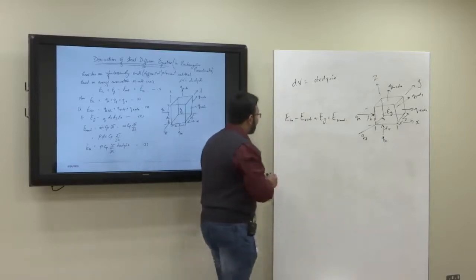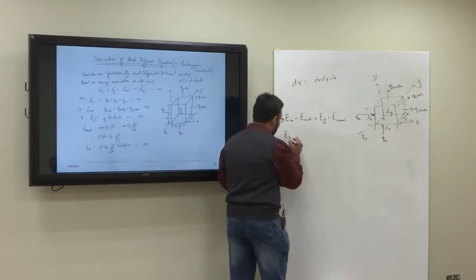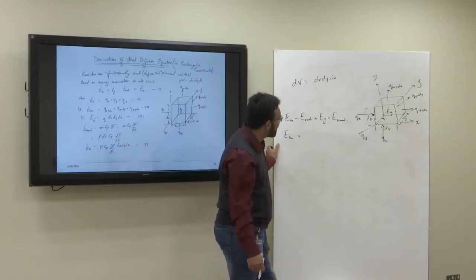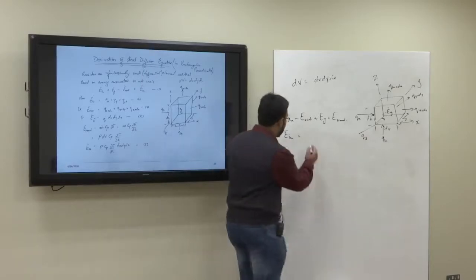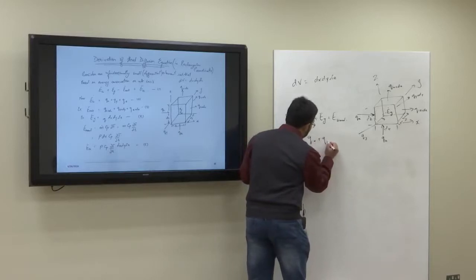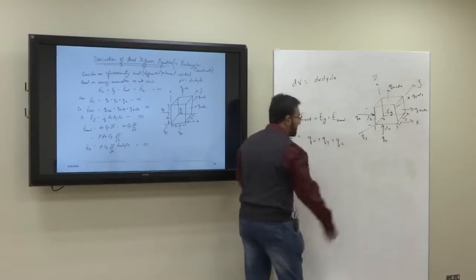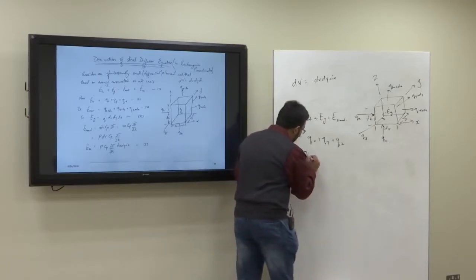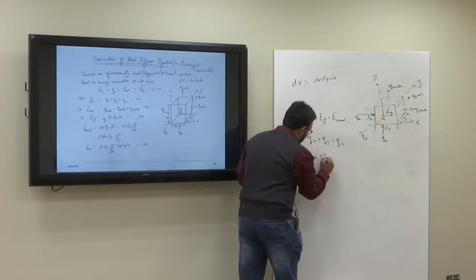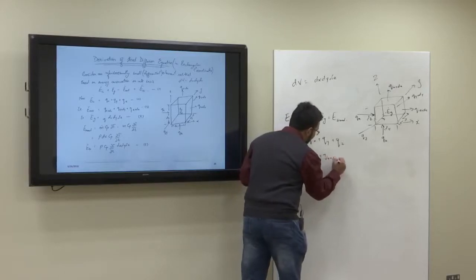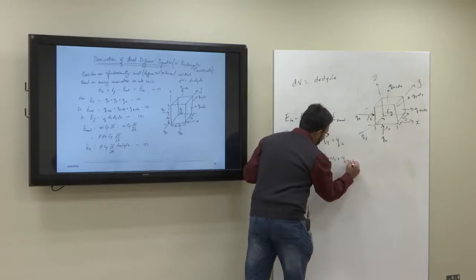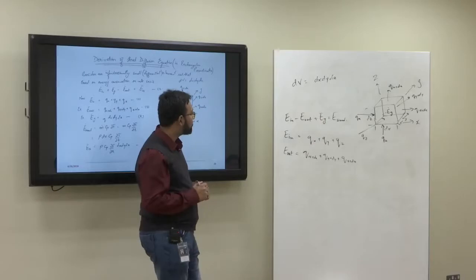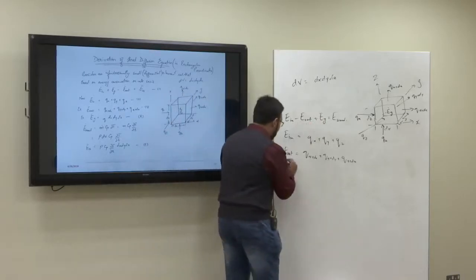So let's talk about this. Based on the first law of thermodynamics, what is our E in here? Qx plus Qy plus Qz, right? What about E out? Qx+dx plus Qy+dy plus Qz+dz, right? These are our E in, and this is our E out. What about E generated?